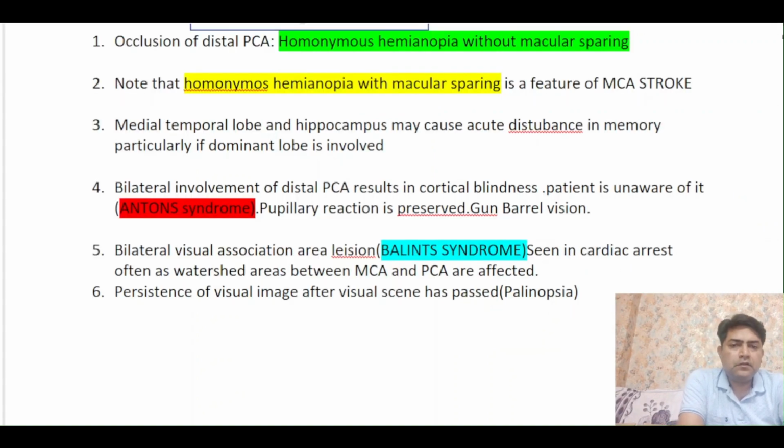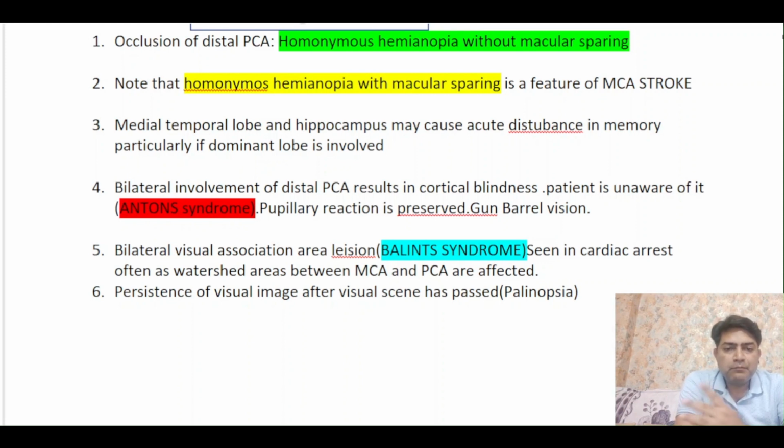Now you see that if the distal PCA is occluded, then there will be homonymous hemianopia without macular sparing. Now this "without macular sparing" is very important, because in a middle cerebral artery stroke there is homonymous hemianopia with macular sparing. Now why is the macula spared in MCA stroke? Because the PCA, the P2 segment, is supplying the calcarine cortex, which is responsible for the central vision, macular vision. So that is spared.